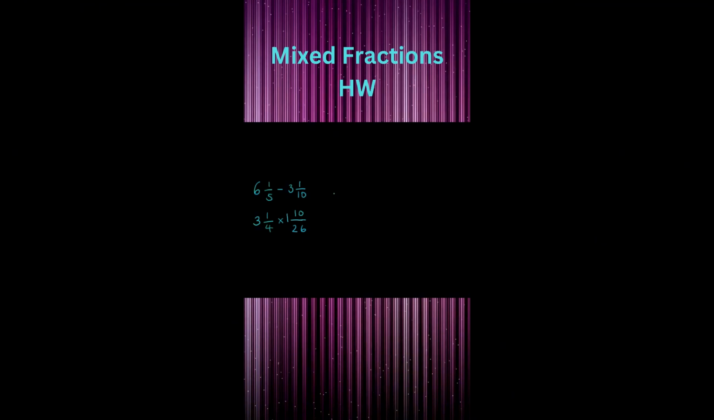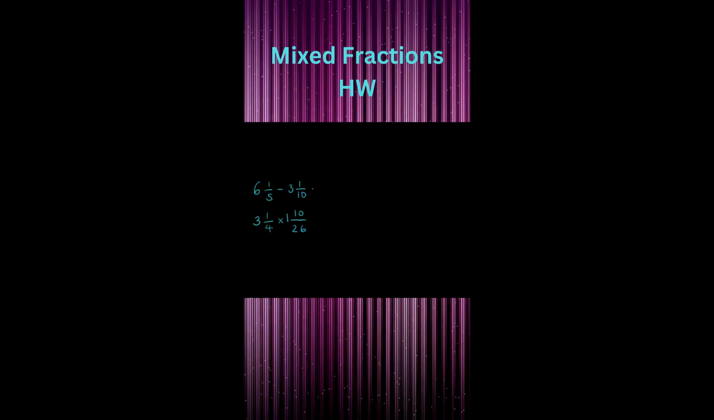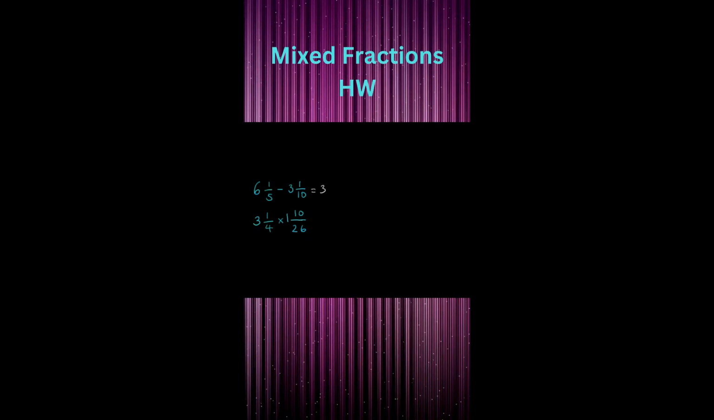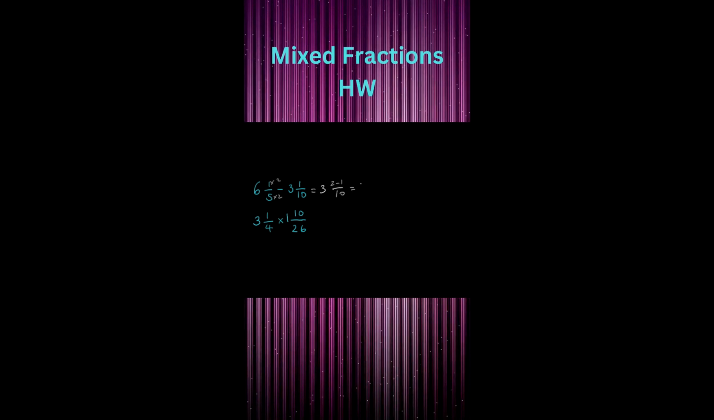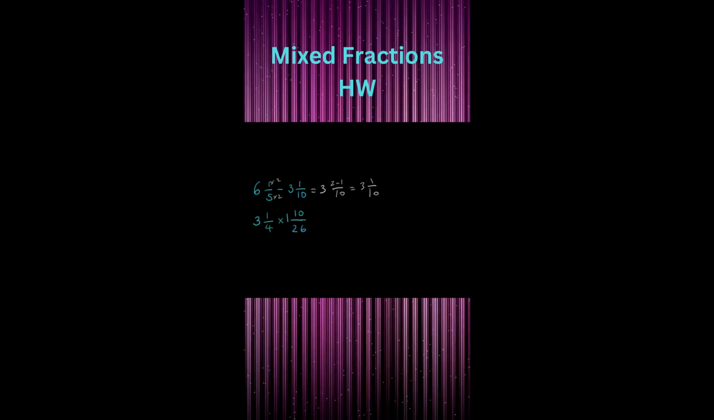First question here, we're going to start off by subtracting the whole numbers. 6 minus 3 is 3. Then we're going to get a common denominator of 10. 2 minus 1 is 1. So we get a final answer of 3 and 1/10.